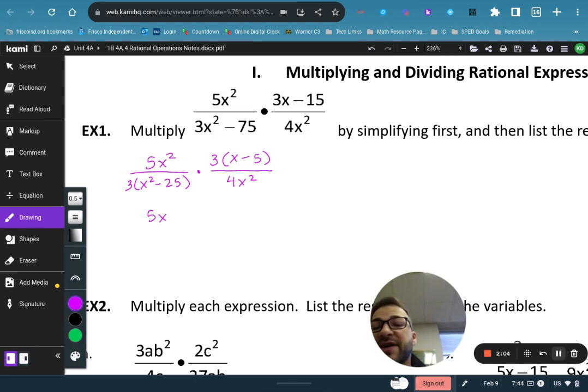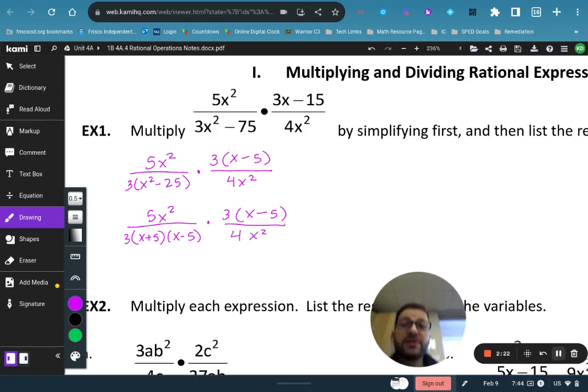So this would become 5x squared over 3 times x plus 5 times x minus 5, times 3 times x minus 5 over 4x squared. So I've done all my simplifying steps, and then with multiplying rationals, it's simple. I just multiply across. This is not cross multiplication. Notice there's not an equal sign in the middle. I'm just multiplying two. So I multiply everything on the top and everything on the bottom. Because I'm not separated by any addition or subtraction, now that I've simplified, I can just multiply all the way across.